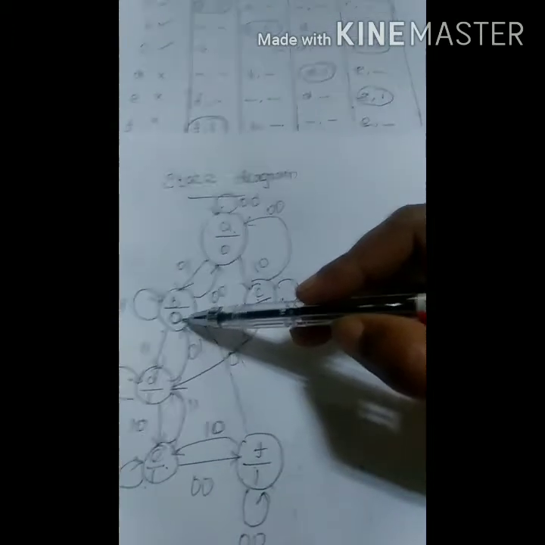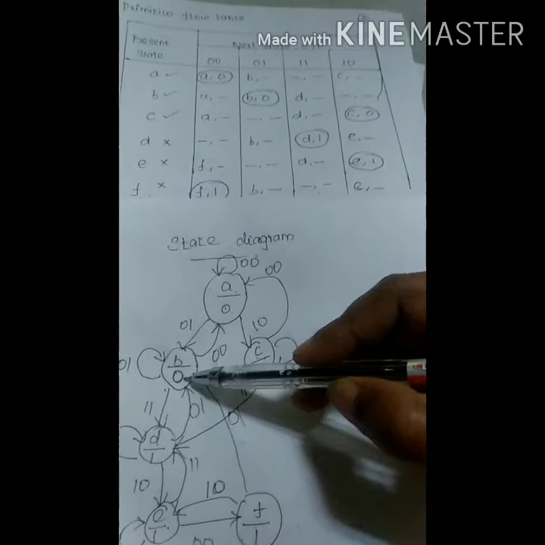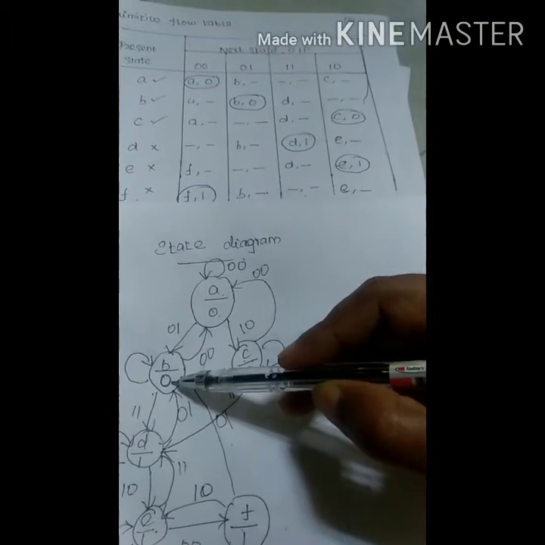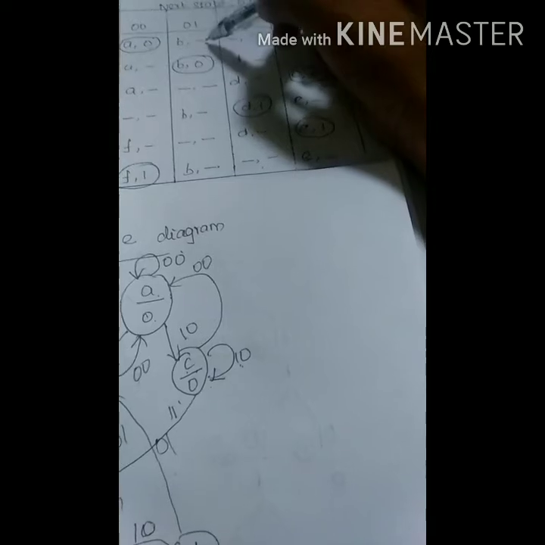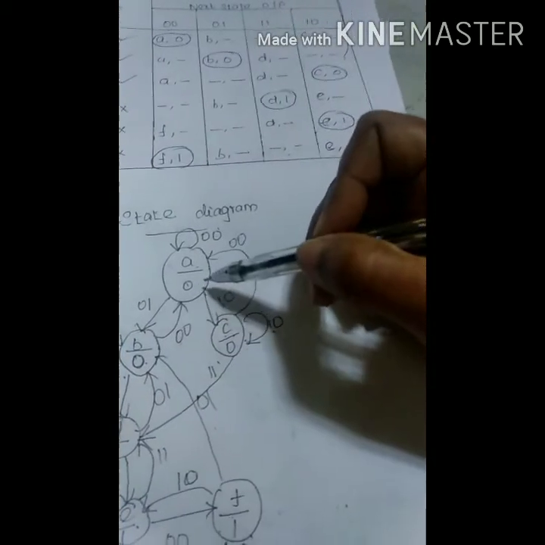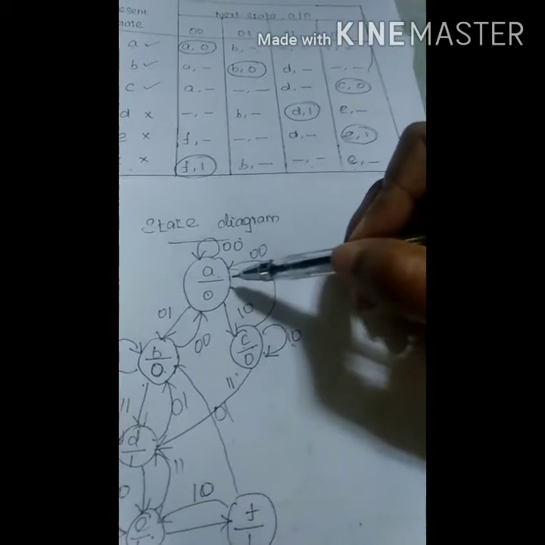The output is 0. But for the stable state alone, we should write the output. For the other states, it is not needed. So if I am applying 0 1 to the A state, the next state is B state, and the output is not needed. That's why I am putting dash. If I am applying 1 1, that does not exist, because 0 0 to 1 1 is a 2 bit change, that is not allowed. So that is both dash dash.